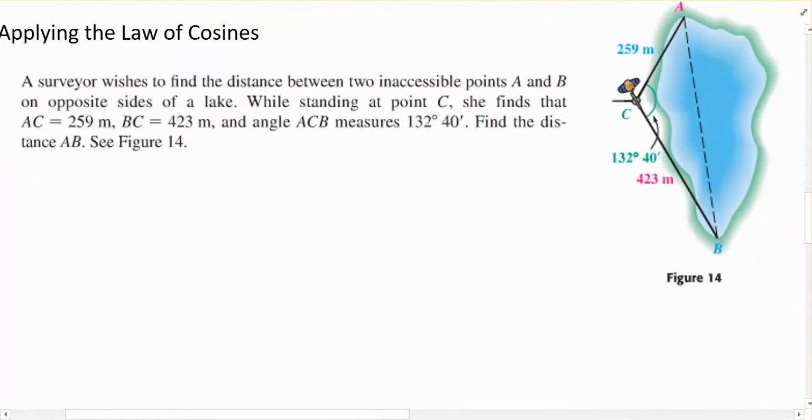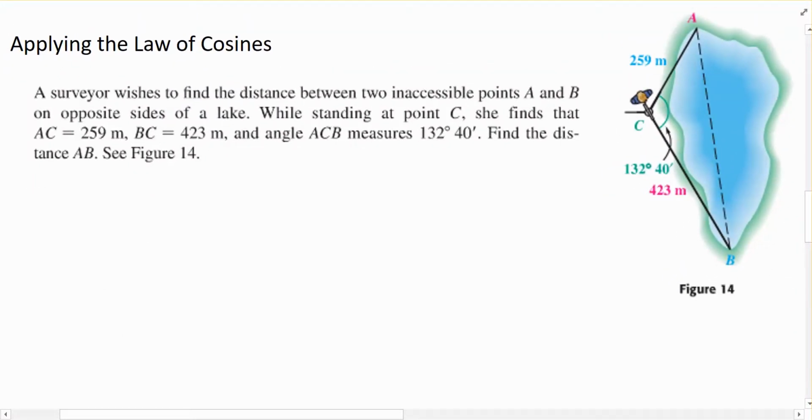To apply the law of cosines, I have this example: a surveyor wishes to find the distance between two inaccessible points, A and B, on opposite sides of a lake. We're trying to figure out the distance across the lake. While standing at point C, she finds that the measure from A to C is 259 meters, the measure from B to C is 423 meters, and the angle between those two sides measures 132 degrees 40 minutes. We have to remember how to do degrees, minutes, and seconds on our calculator. The question is asking for the distance across the lake.